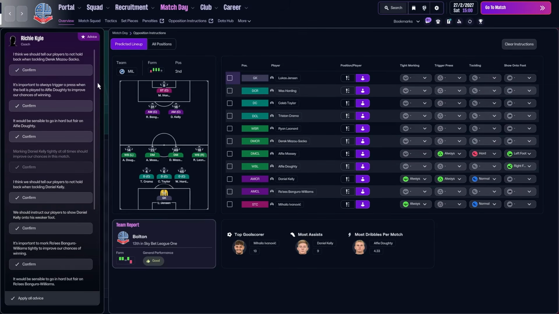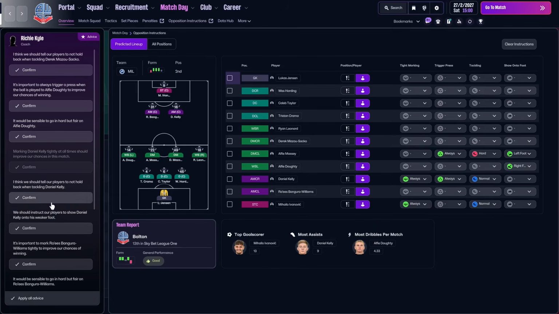Now my assistant manager is probably giving these instructions based on a different setting. He's probably not using a mid-block. You can go ahead and read it, and it's important to trigger press the ball when Alfie Doughty has possession of the ball. That's because he's one of the players that causes a lot of assists. So I already did that before even reading this. So that's sort of what I put in. So it's sensible to go hard on Doughty. I didn't actually go hard on him, but the assistant manager recommends that I can do that. I can choose if I want to.